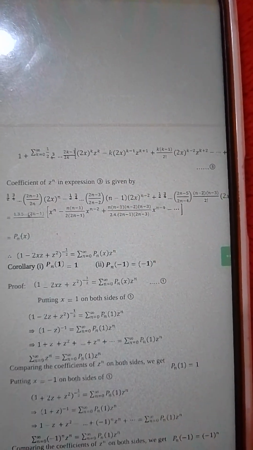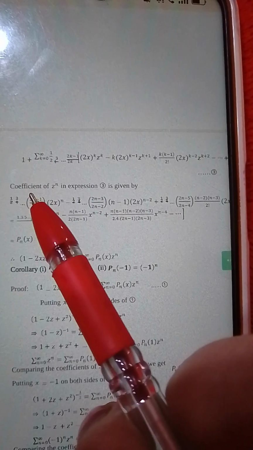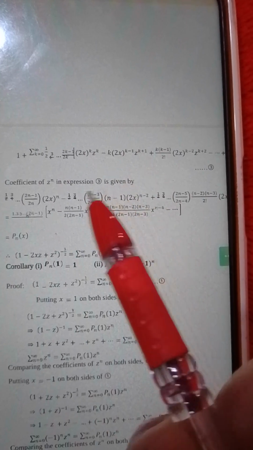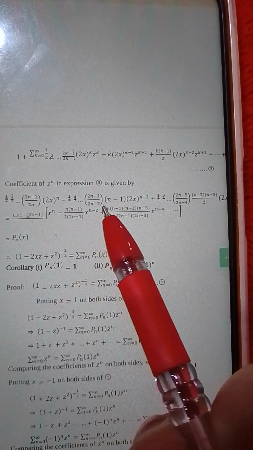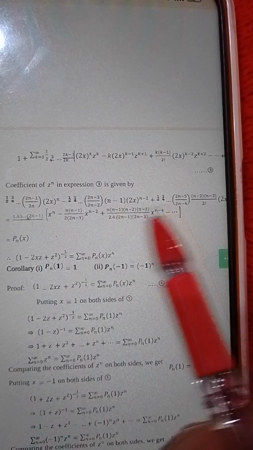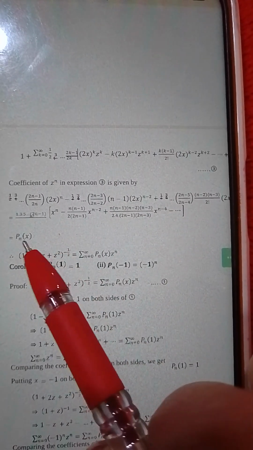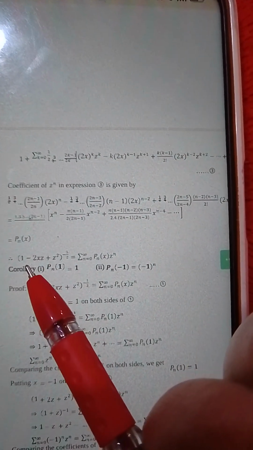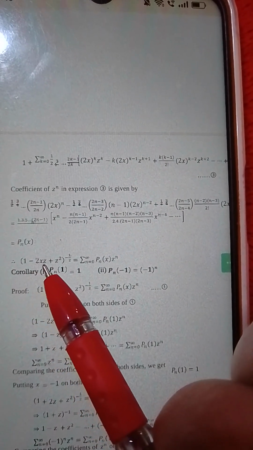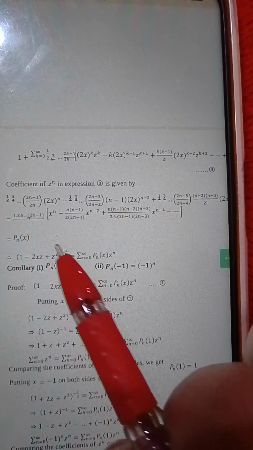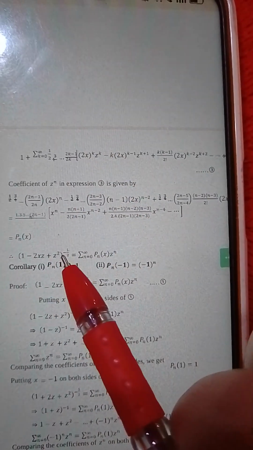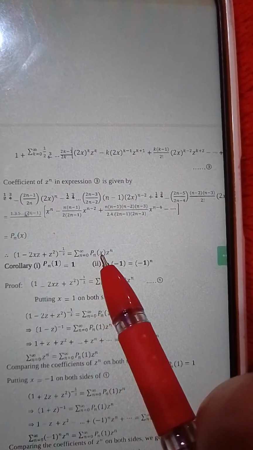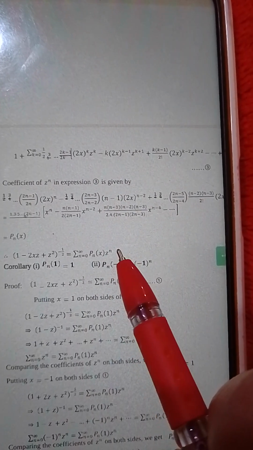Now what will we do next? Our next step will be the coefficient of z power n in expression 3. This is our third expression. So we will take the coefficient of z power n, and like this we will get Pn(x). So what we have taken, (1 minus 2xz plus z square) power minus 1 by 2, which we have taken earlier in the beginning, equals summation n equals 0 up to infinity Pn(x) z power n. I hope this proof is clear to you.